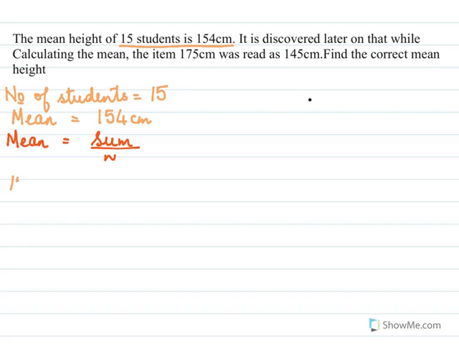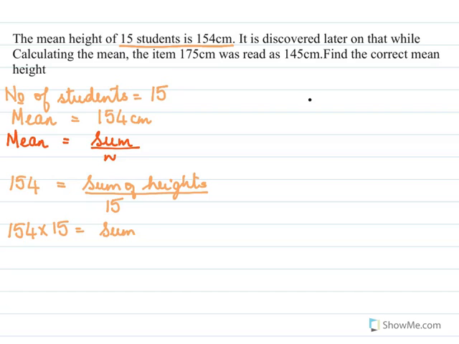Now here the mean is 154. The sum of heights of 15 students we do not know. Number of observations, here we have 15 students. So 154 into 15 will be sum of heights, which is 2310 equal to sum of heights of 15 students.